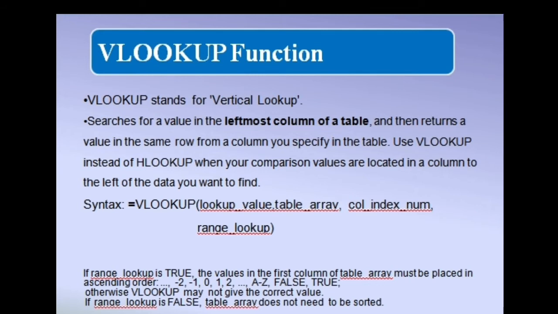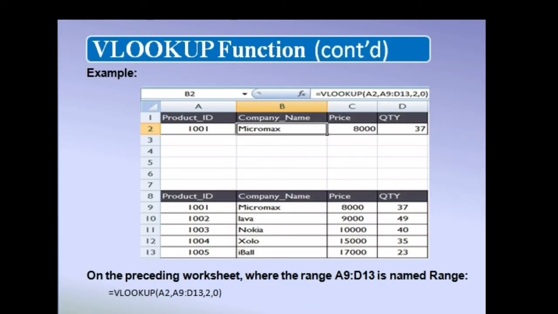Here, if you want to find out the company name on the basis of product ID, then your vlookup function will be equals to vlookup A2. It means the cell address of the product ID. Then select the range like A9 to D13.